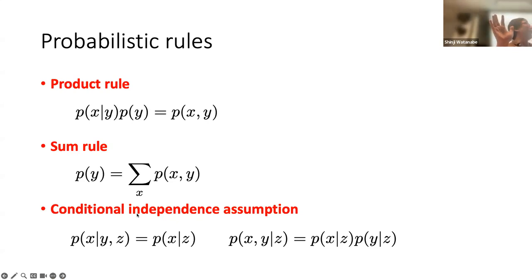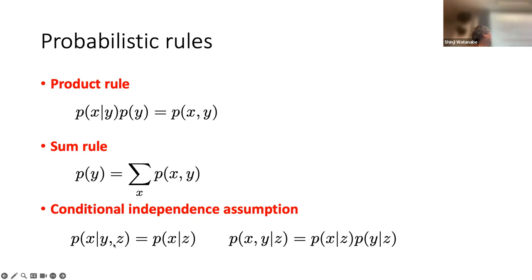I believe people know this one, but maybe you call it differently, so I just want to make sure that people know the product rule. Everyone knows this one, right? Yeah, it's basic. And the second one, the sum rule. By the way, if it is discrete, it is a summation, but if it is continuous, it can be an integral. But anyway, people also know this one, right? In our lecture, we call it the sum rule. So, product rule, sum rule. And then another important one is not actually a rule, but a way to make some approximation: conditional independence assumptions.